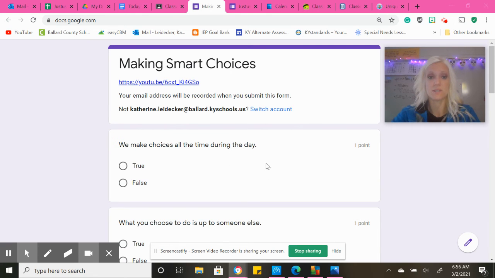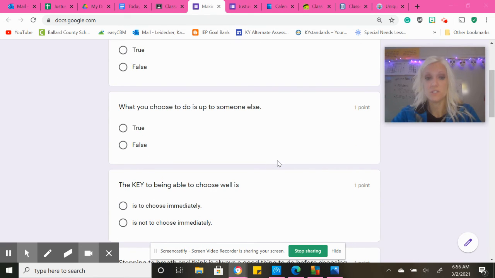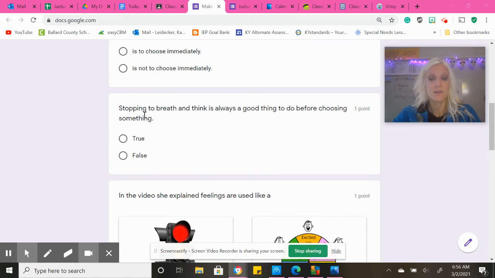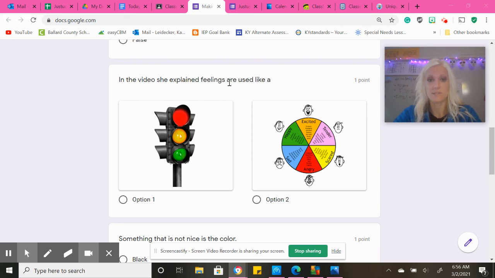Number 1 says, we make choices all the time during the day, true or false. Number 2, what you choose to do is up to someone else, true or false. Number 3, the key to being able to choose well is to choose immediately, or is not to choose immediately. Number 4, stopping to breathe and think is always a good thing to do before choosing something, true or false. Number 5, in the video, she explained feelings are used like a, so do we use a personalities feelings chart or do we use a traffic light?